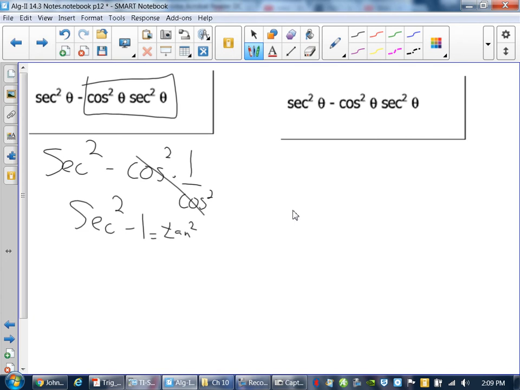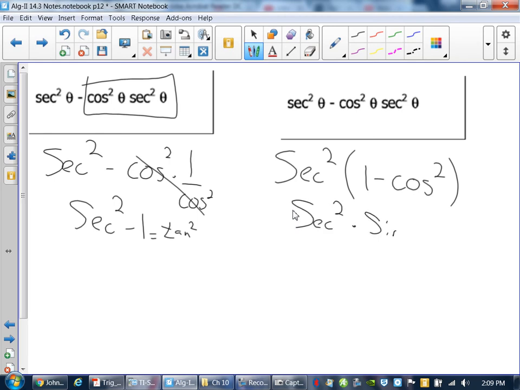The other way is thinking about GCFs. Secant squared minus cosine times secant squared. What do those two terms have in common? Secant squared. If I factor out a secant squared, I get 1 minus cosine squared. What's 1 minus cosine squared? Sine squared. And again, secant squared is the inverse of cosine squared. So I can say sine squared over cosine squared, therefore gives me tangent squared.